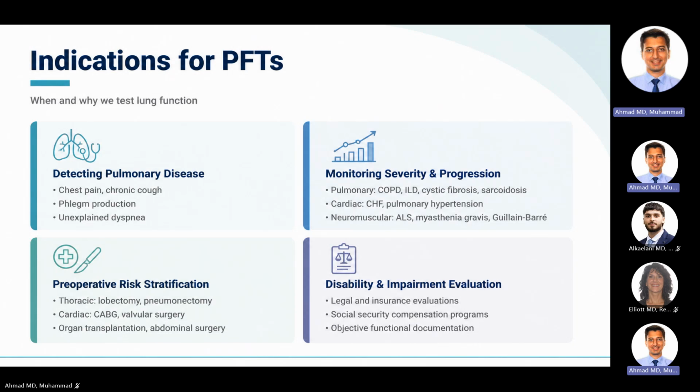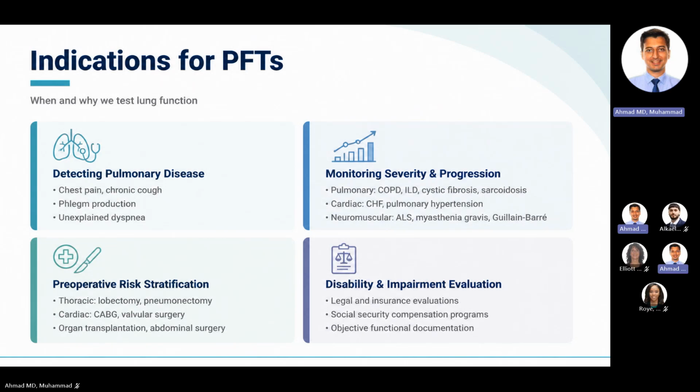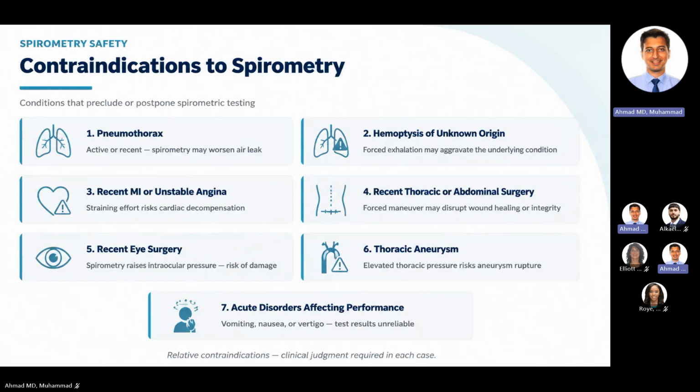In individuals with known history of sarcoidosis or interstitial lung disease or COPD, you follow up their pulmonary function tests on a 6-monthly basis to see how well they are doing, responding to therapy or progressing. In heart conditions such as CHF and pulmonary hypertension on a yearly basis. And in neuromuscular conditions, you monitor patients' PFTs in order to determine what is the right time to place these patients on non-invasive ventilation and, if progressive, tracheostomy. And also for disability and impairment evaluation, legal and insurance evaluations, and social security compensation programs.